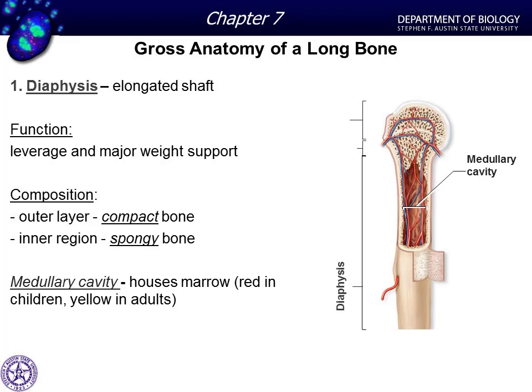All right, our bones. First class said y'all went through this in lab, so we're not going to spend a lot of time on this again. When we look at our long bone, what do we call the shaft? The diaphysis. This is going to be the lever part of the bone.